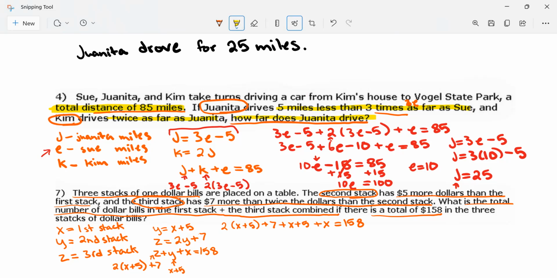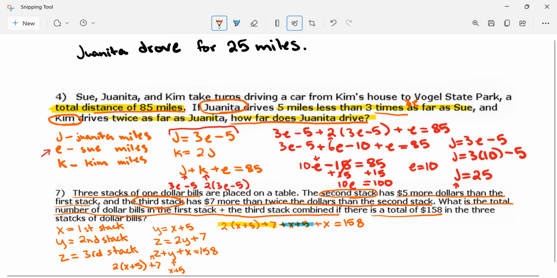I'm going to highlight what each part means. So 2 times x plus 5, plus 7, that was the substitution for z. Oh, that's a bad color. Let me use a different color. Okay, so this x plus 5 is the substitution for y. And this x is the same x that it was, which is the first stack.